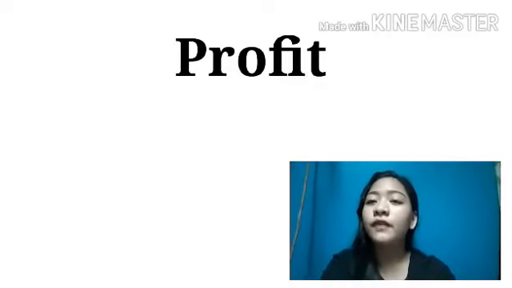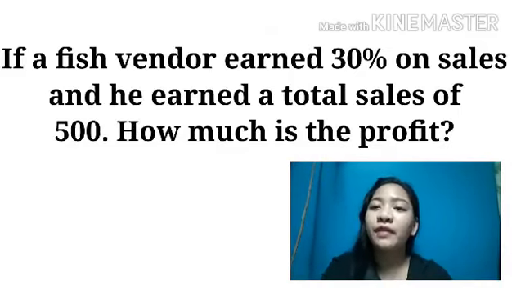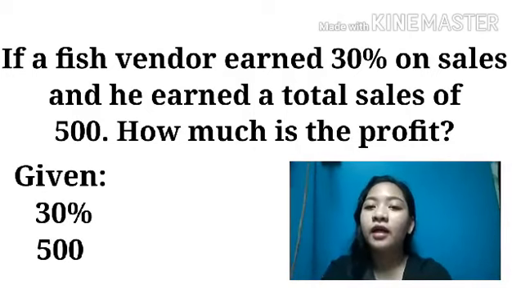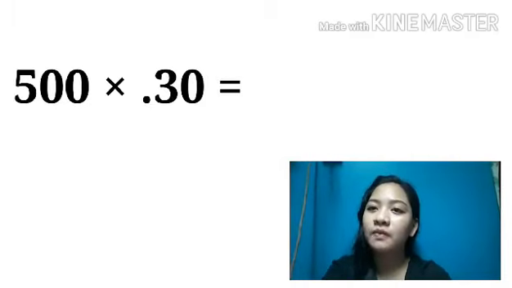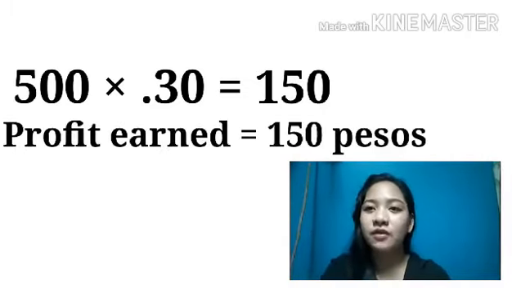So, profit. Profit is the revenue remaining after all costs are paid. So, if a fish vendor earned 30% profit on sales, if he earned a total sales of 500, how much is the profit? So, the given are 30% and 500. So, 500 times 0.30 is equals to 130. So, the fish vendor earned 150 pesos of profit.